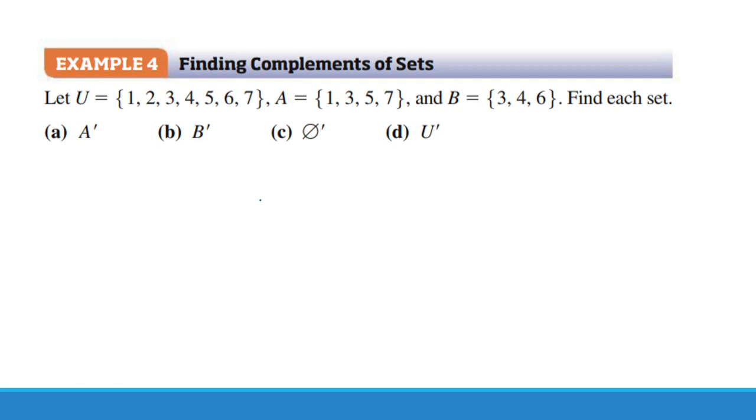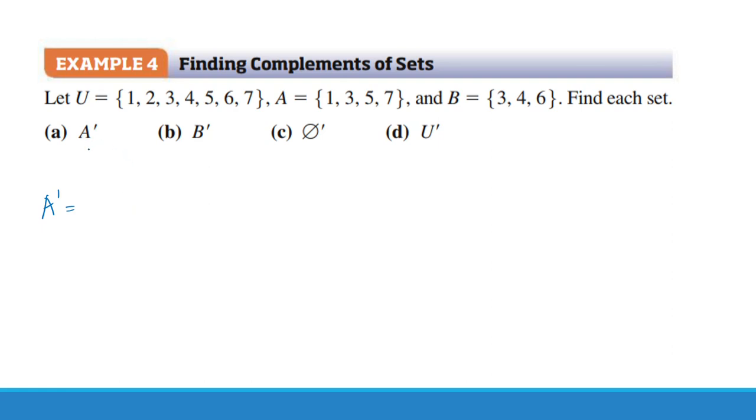Let the universal set be the numbers 1, 2, 3, 4, 5, 6, and 7. A is 1, 3, 5, 7, and B is 3, 4, 6. Find each set. For part A, we're looking for A prime.